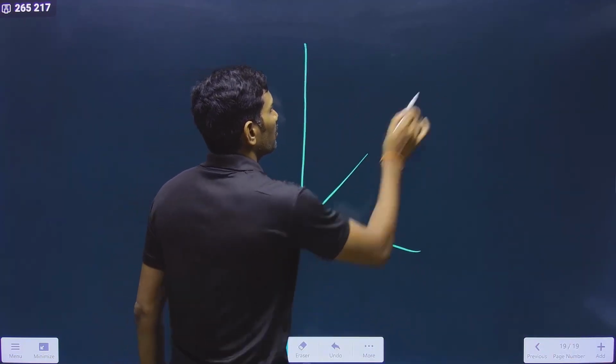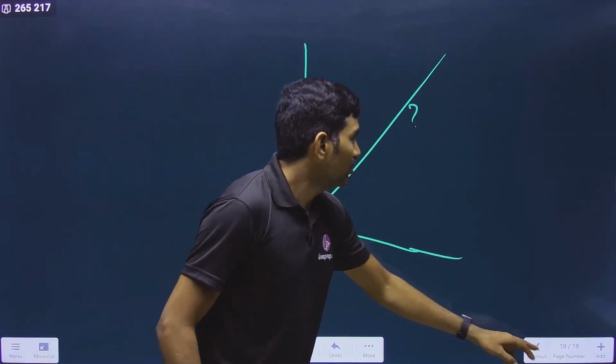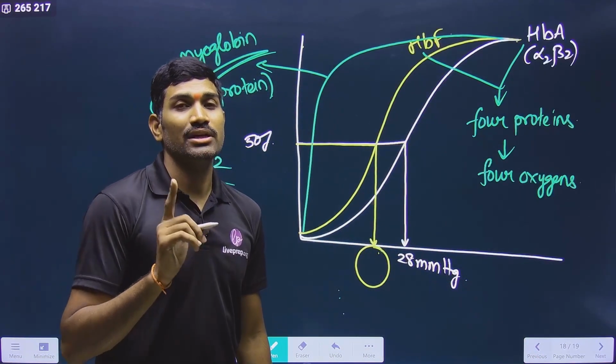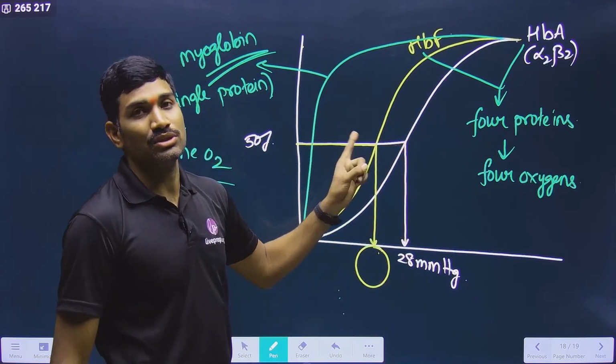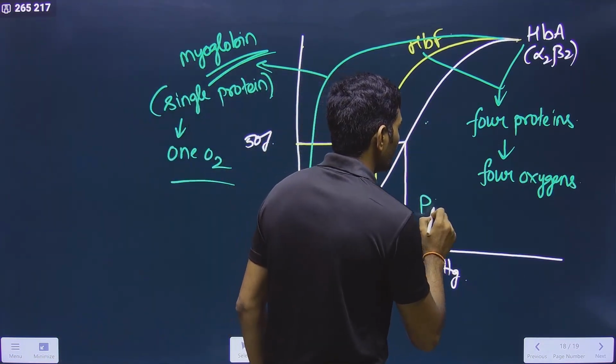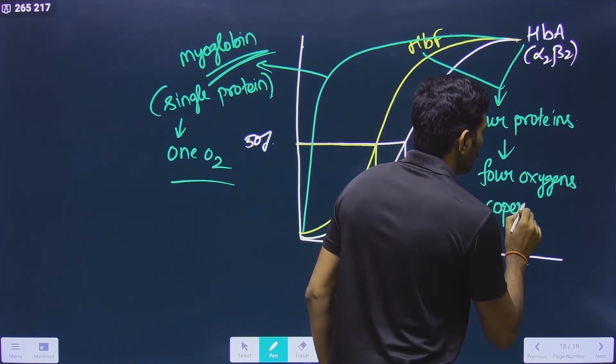why you are not getting a straight line here? Why are you getting a sigmoidal curve for hemoglobin here? Very, very important one. Even in the exercise they have asked this question. And here we are getting sigmoidal because of positive cooperativity.